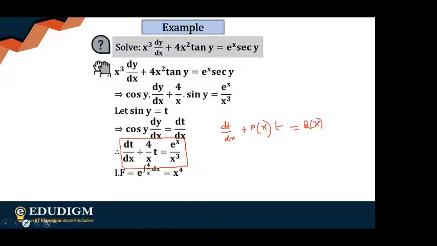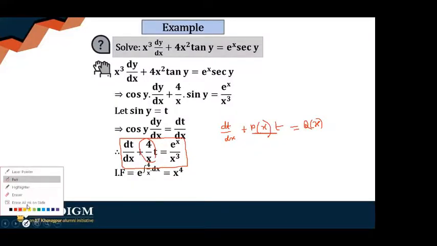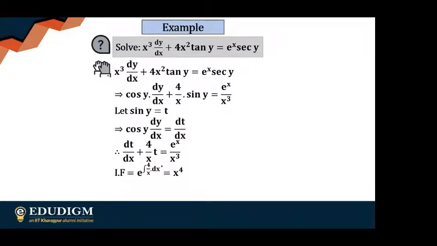Next ki korbo, I'm going to find out the integrating factor. So for the integrating factor, I need Px, which is 4 by x here. So let's put all the values. So the integrating factor will be this. So this is actually e to the power 4 into ln x, which is x to the power 4. All right. So we have got the integrating factor. So what will be the solution? The solution will be t into the integrating factor equals, this was Q. Okay, look at this. This was Q.